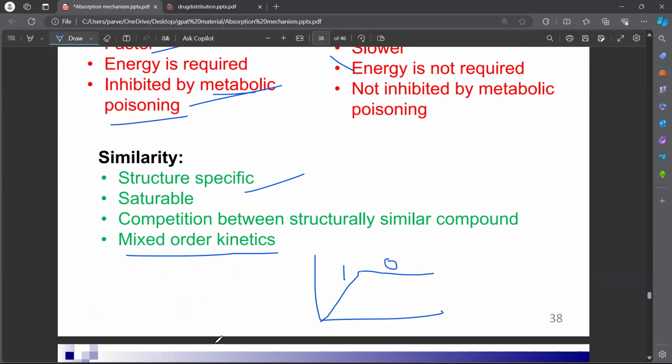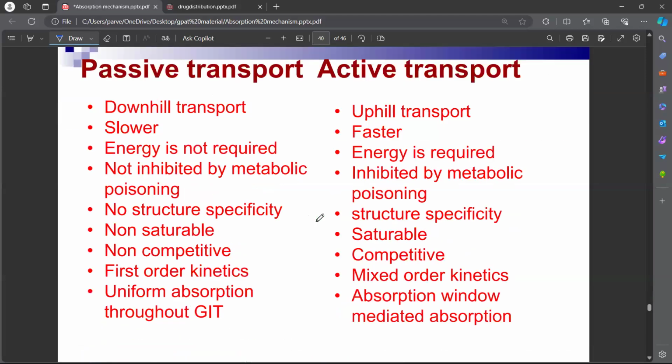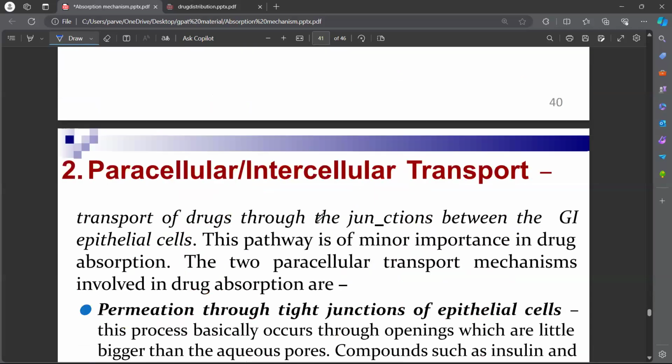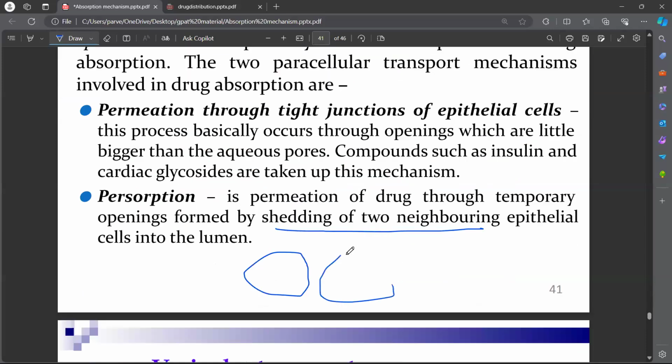Next, coming to paracellular transport, as I mentioned, it is nothing but intercellular transport, which is the transport of molecules through the gap junction present between the cells. First, persorption is the permission of a drug through a temporary opening formed by the shedding of two neighboring cells. For example, these are the two cells, and this is the gap. Due to some damage in the GI membrane, there can be shedding of the cell, or the cell has been lost, which creates a gap. If drug transportation occurs through the gap, it is known as persorption.